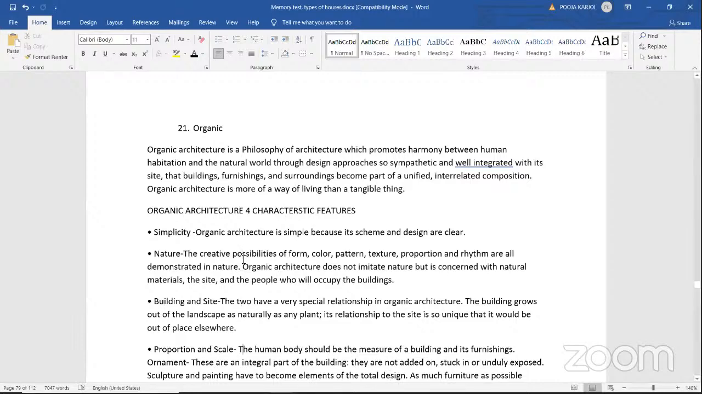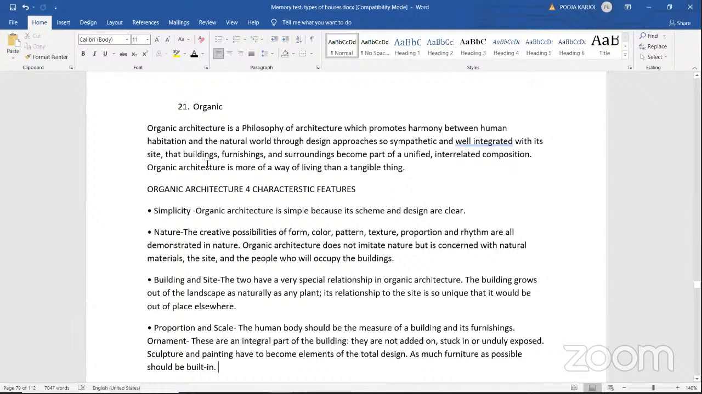Now, the characteristics of organic architecture: simplicity. Organic architecture is simple because its scheme and design are clear. You can say the architecture style of organic form is influenced by nature. The creative possibilities of form, color, pattern, texture, proportion, and rhythm are all demonstrated in nature.